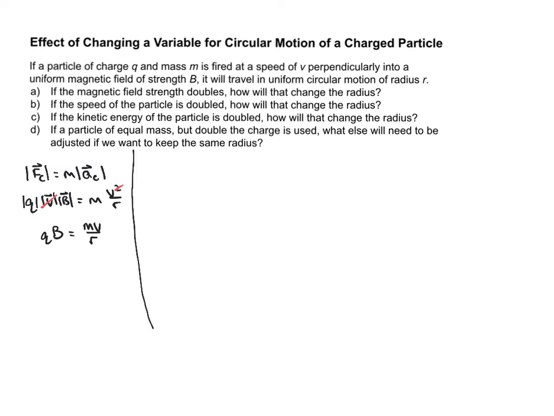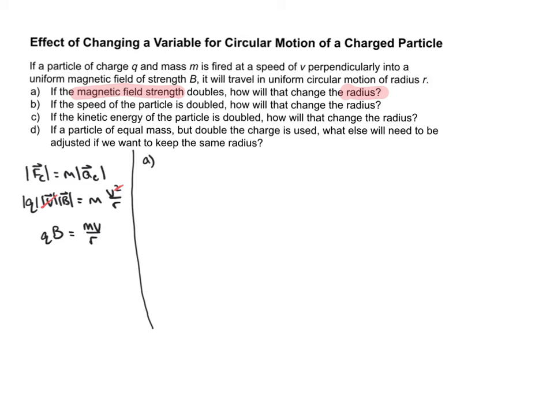So we answer questions like these ones. Part A: if the magnetic field strength doubles, how will that change the radius? It's really trying to highlight how these variables are related to each other. So when I look at this equation, I look for B and R, because magnetic field strength is B and radius is R. Look at how B and R are related. I would see they're on opposite sides of the equal sign, and B is in the numerator and R is in the denominator.